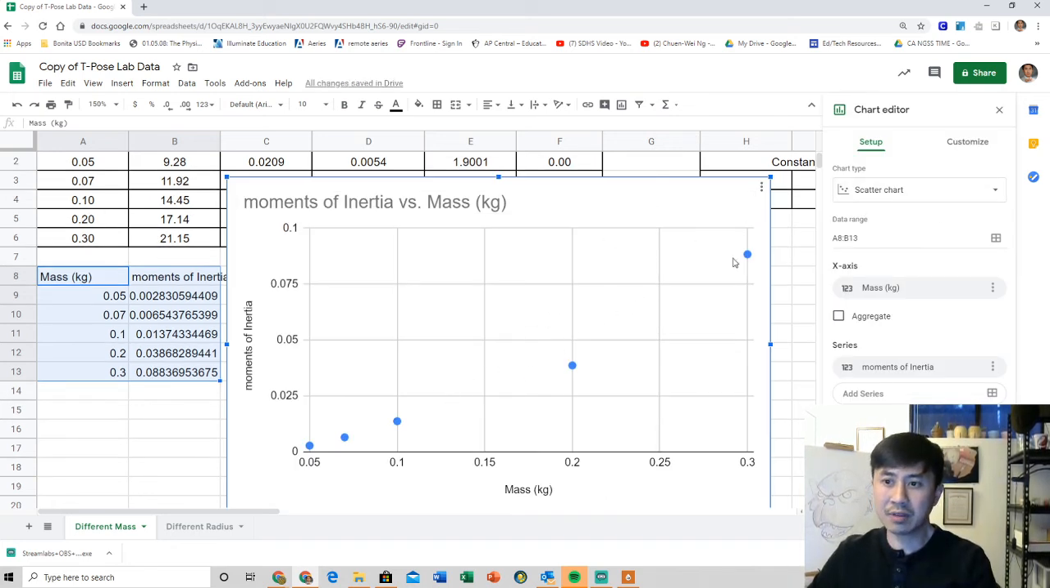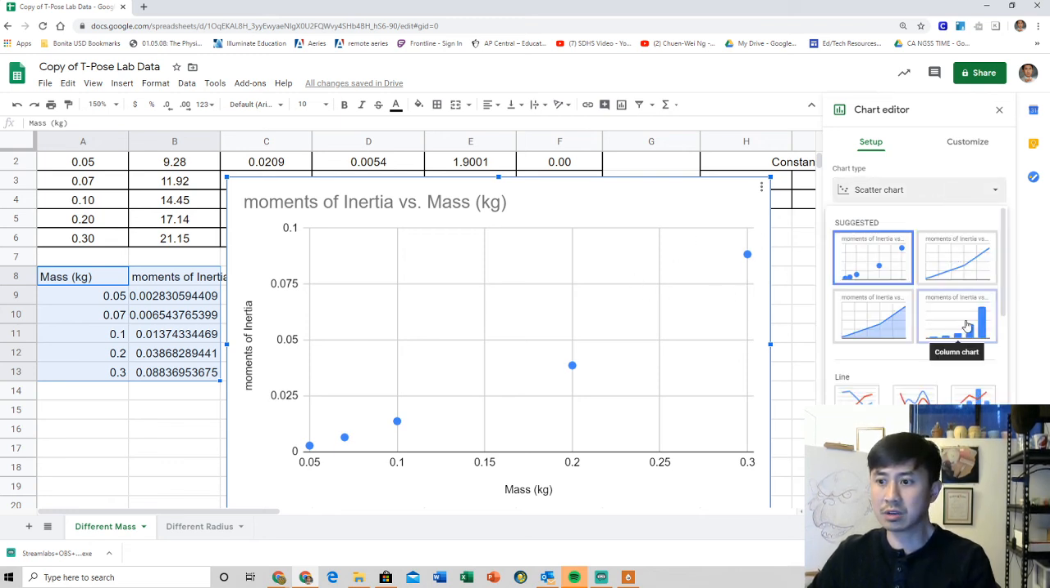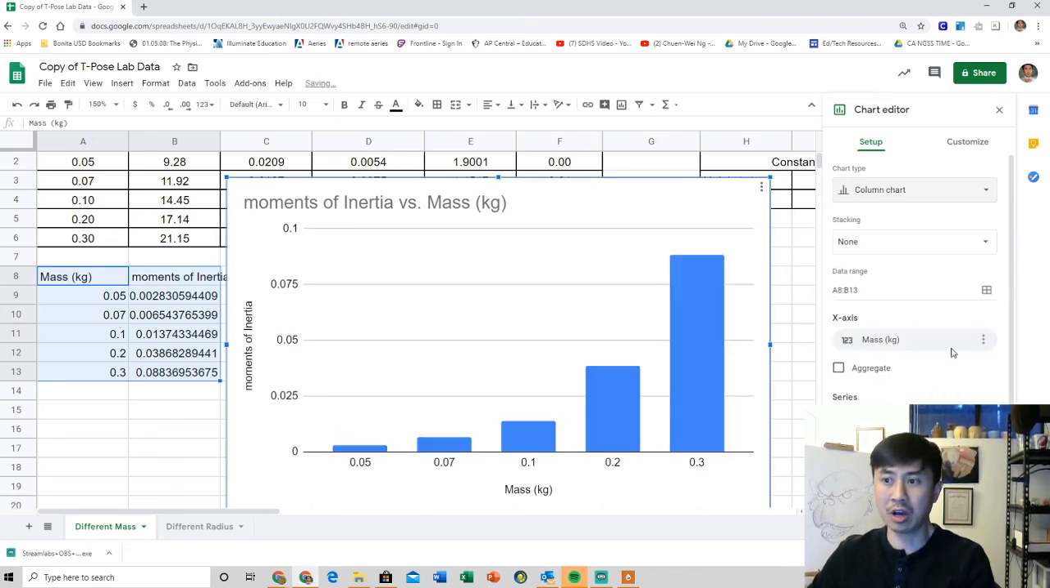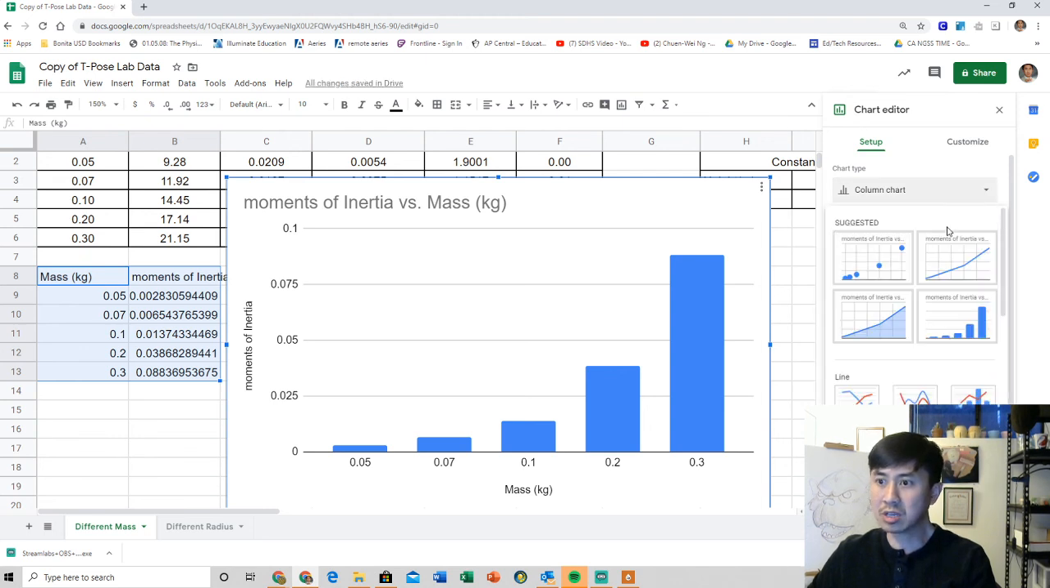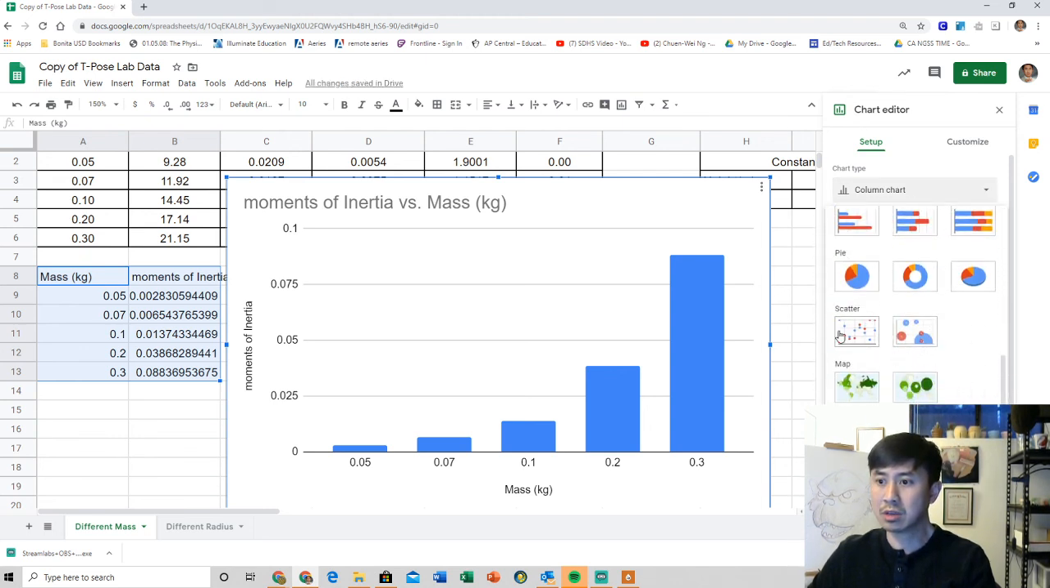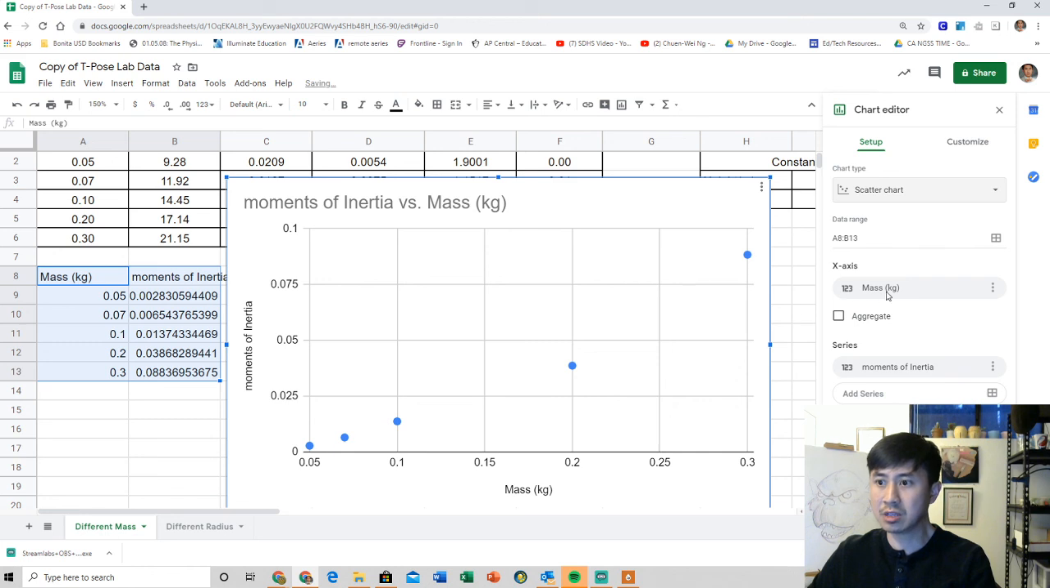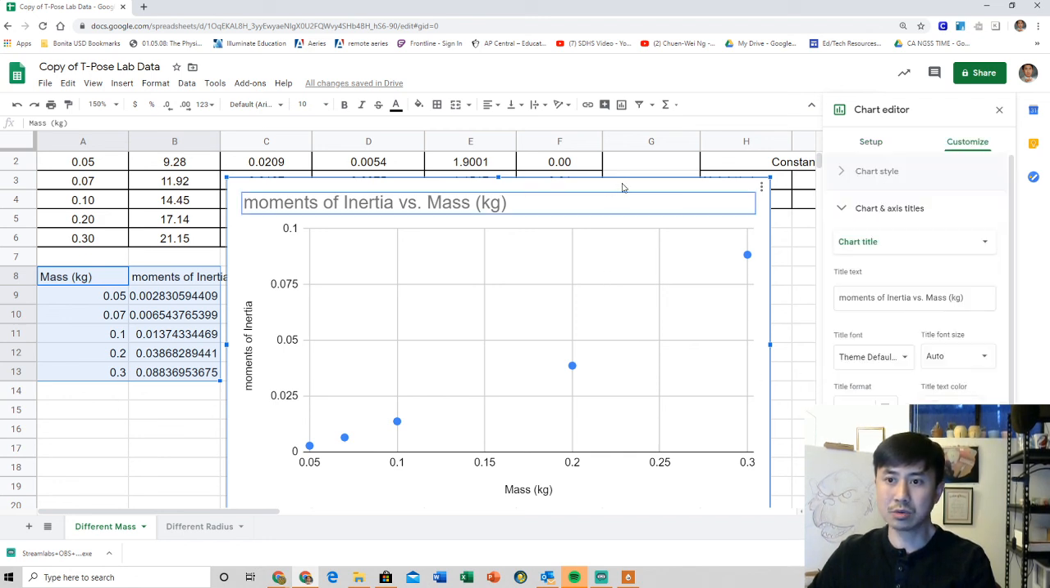But if you don't have it nice already, because I already kind of did a trial run, if it's doing craziness, Google tends to give you a column for some reason. Go to chart type, scroll down, go to a scatter plot. That's good. Make sure your x-axis is the mass. Make sure your y-axis is your moments of inertia. Okay, and here this looks real good.